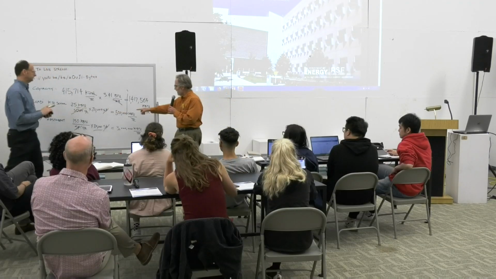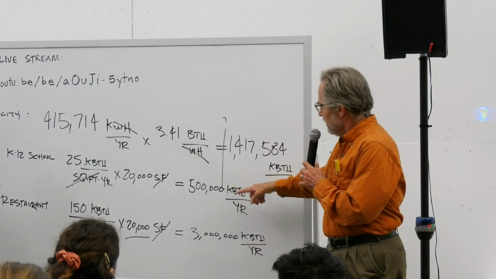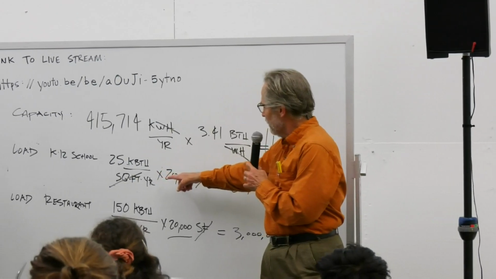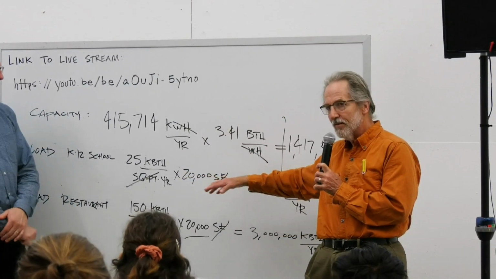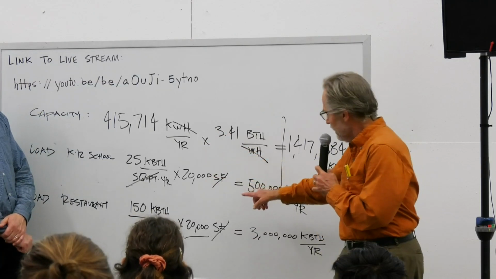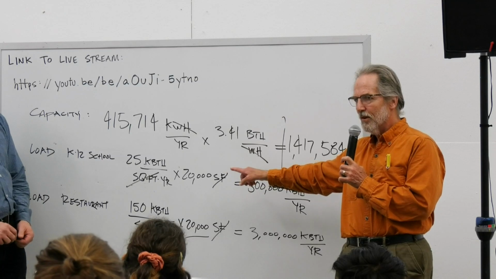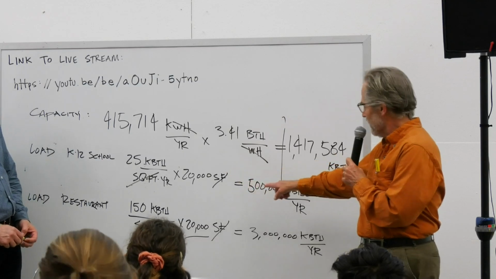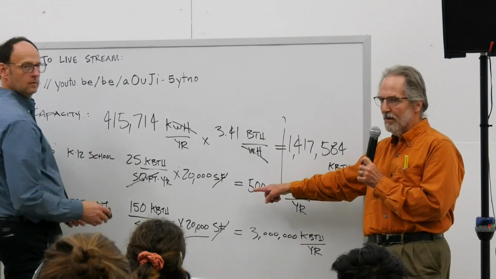I just wanted to come back to this thing about the school. Ryan said 25 kBTU times a footprint of 20,000 square feet, which was what we just said the roof was. Well, would that be correct if it was a 2-story school? If the school were 2 stories tall, we'd be looking at this being 1 million.